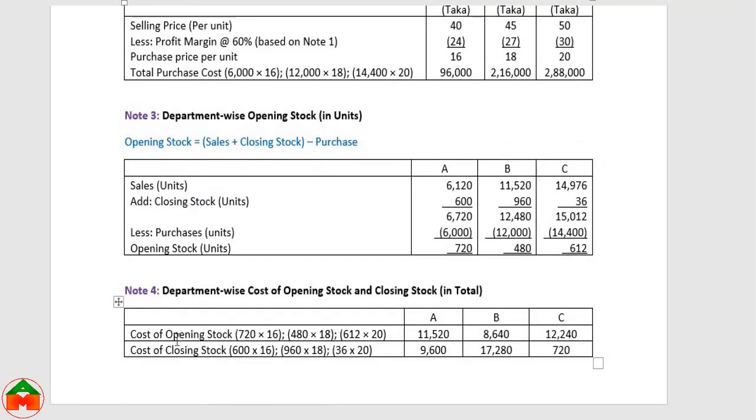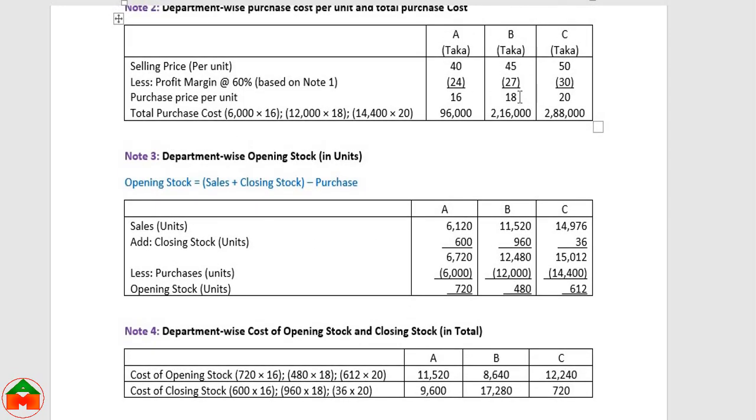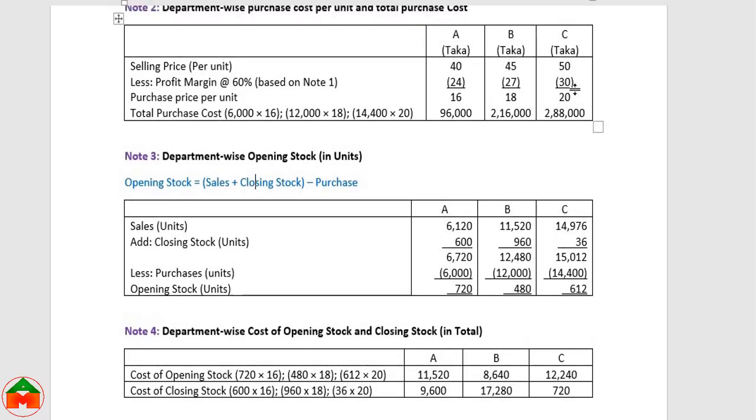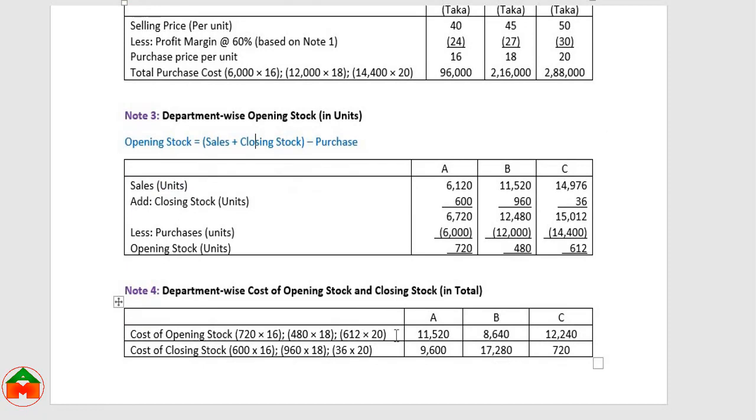So total value of opening stock is 11,520. In the same way, the opening stock for department B is 480. This is the 480 and cost price is 18. So if you multiply this 480 with the 18 cost price per unit, total value of opening stock for department B is 8,640. In the same way, as you can see, the opening stock for department C is 612 and the cost price is 20. So if we multiply these two amounts, the value of opening stock for department C is 12,240.